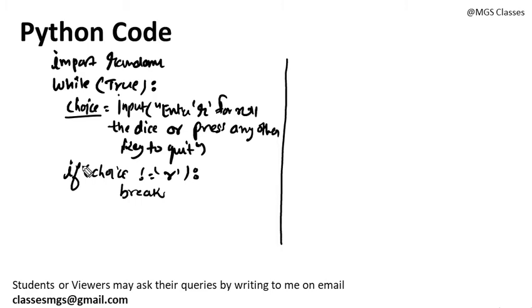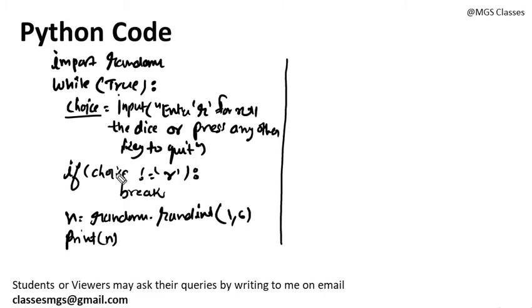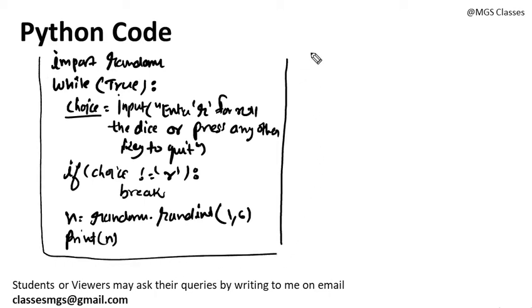Otherwise, we keep generating the random number: n equals random.randint, and you pass 1, 6 here, and print this number. We keep printing this number till the user enters a choice other than R. So this is essentially one way to solve this problem. Another way is using a list and the choice method.